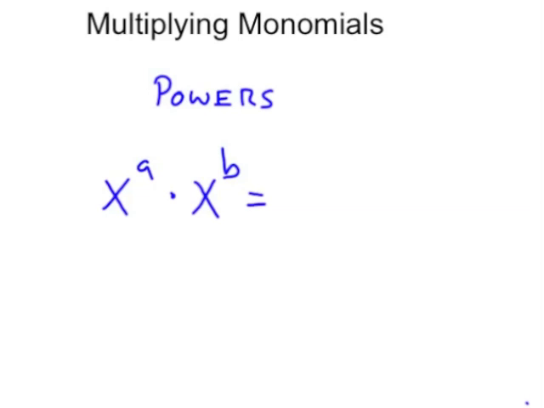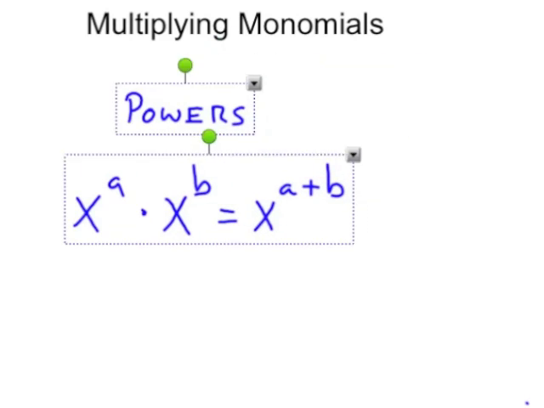Hi everybody, today we're going to be talking about multiplying monomials. But before we do that, we need to talk about multiplying powers. Yes, those numbers that have a little tiny number in the upper right hand corner. For example, x to the power of a times x to the power of b is equal to x to the power of a plus b. So whenever we multiply two powers that have the same base, all we have to do is add the exponents.